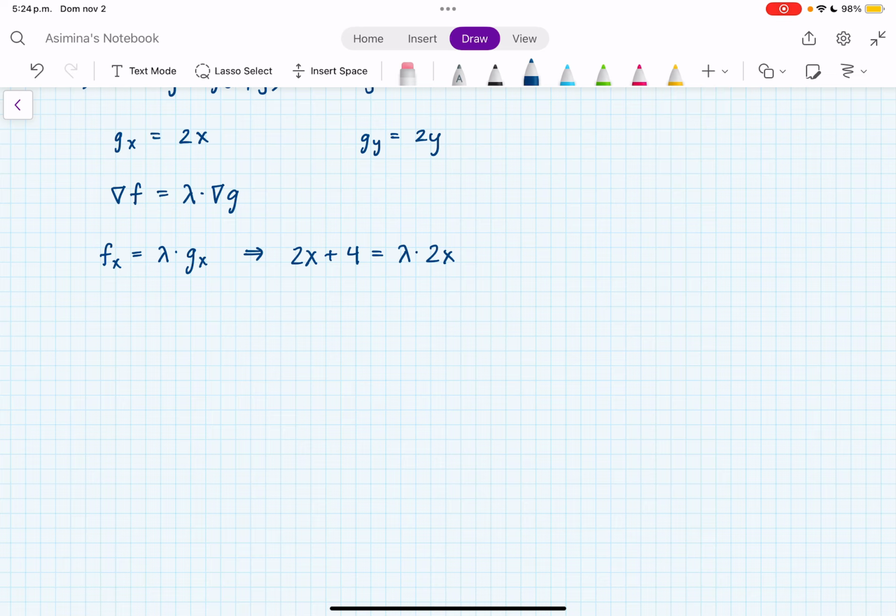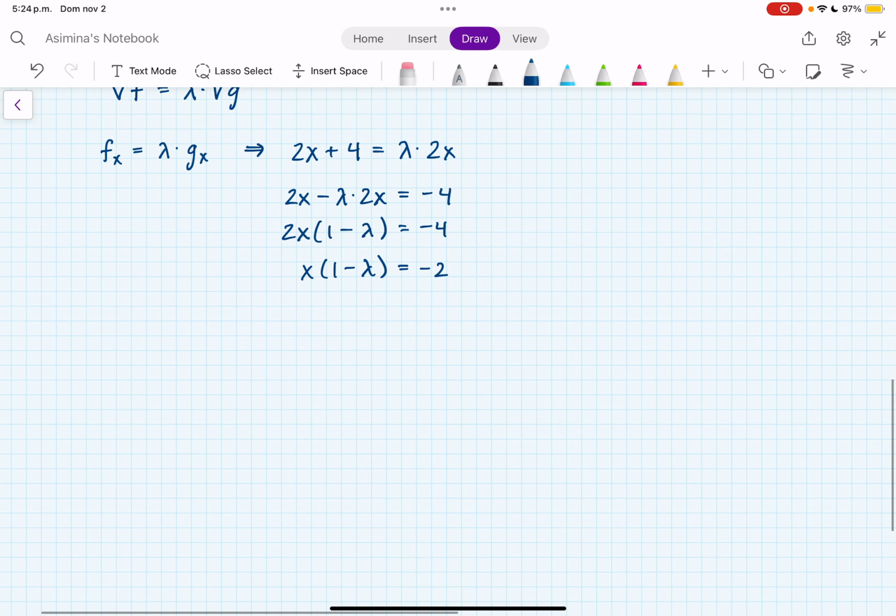Okay, now I want to solve for lambda. So I'm going to subtract lambda 2x from both sides and subtract 4 from both sides. So now this becomes 2x minus lambda times 2x equals minus 4. Now I can factor out a 2x to get 2x times 1 minus lambda equals minus 4. I can also divide both sides by 2 to get x times 1 minus lambda equals negative 2.